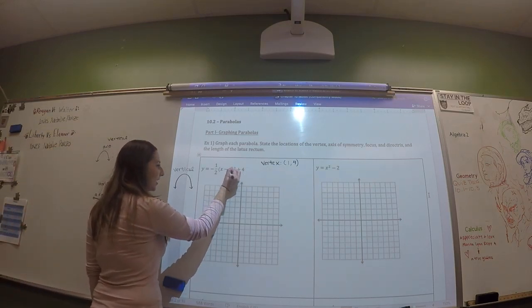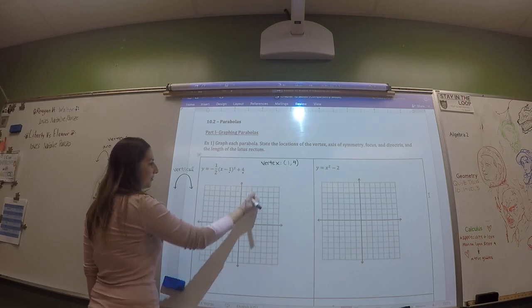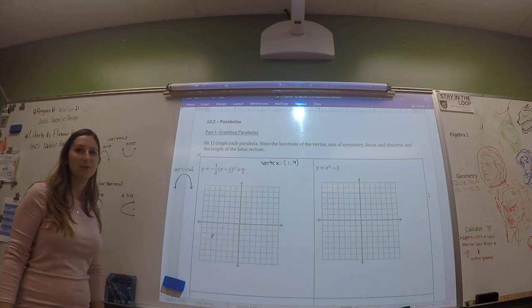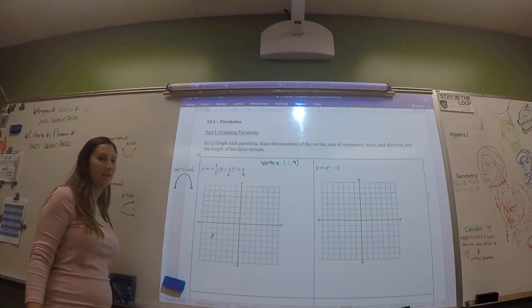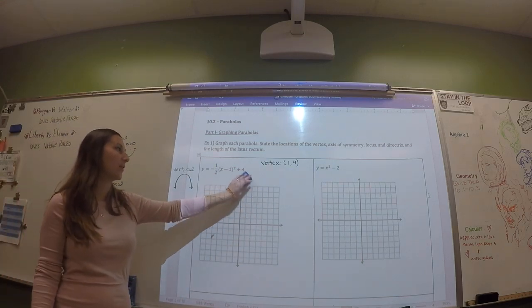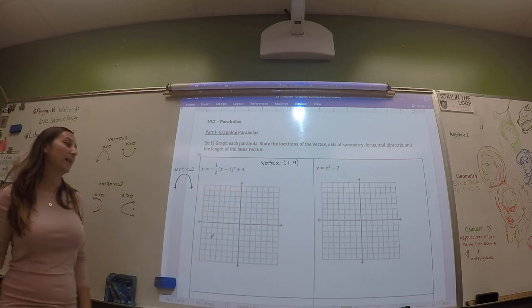Whatever's next to x is the x coordinate of your vertex. Whatever is on the outside is the y coordinate of your vertex. So this is h, this is k. You should know that because that is from chapter 4. All right, so that's our vertex.